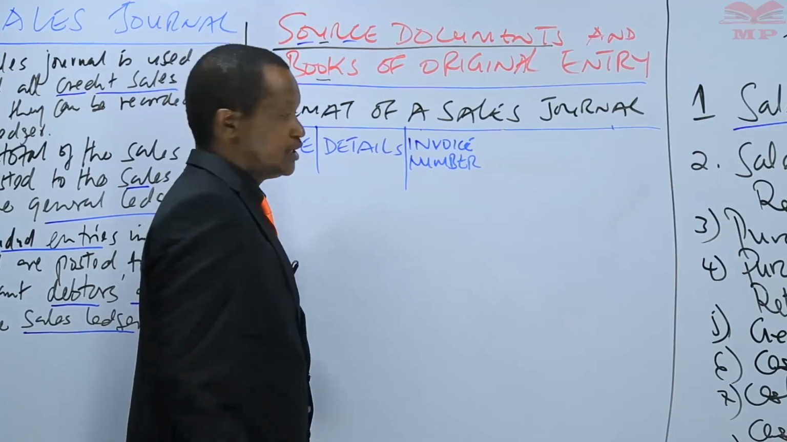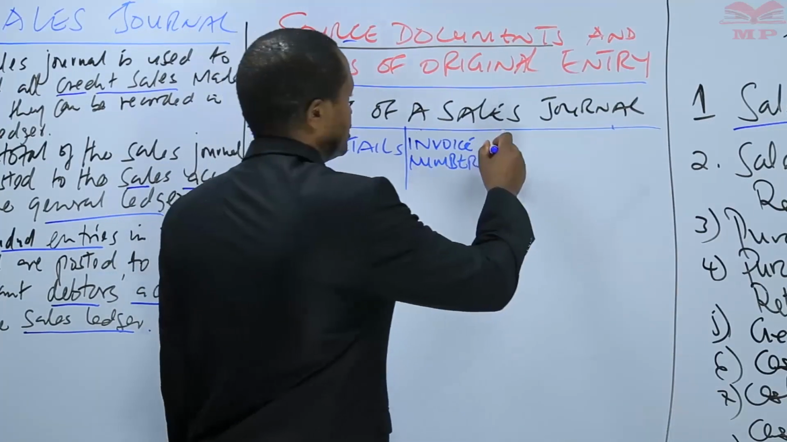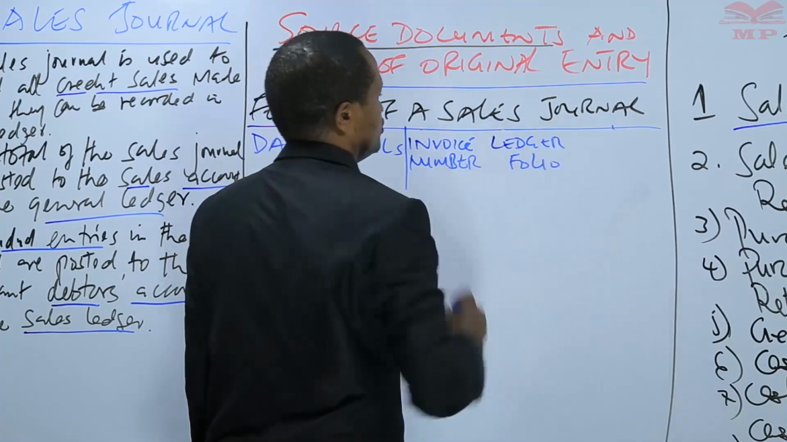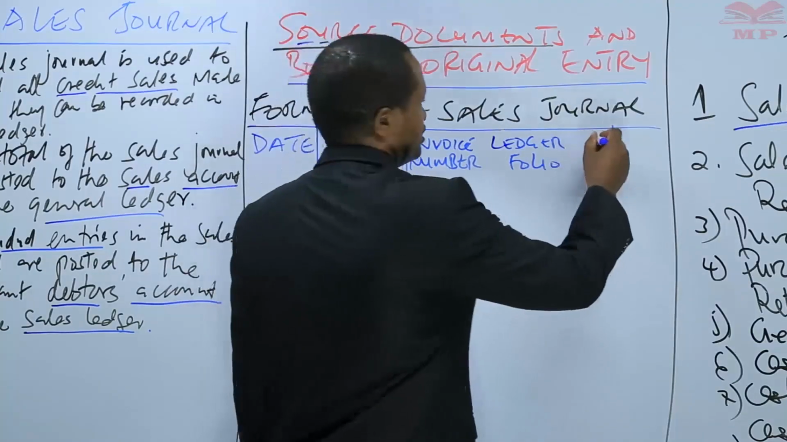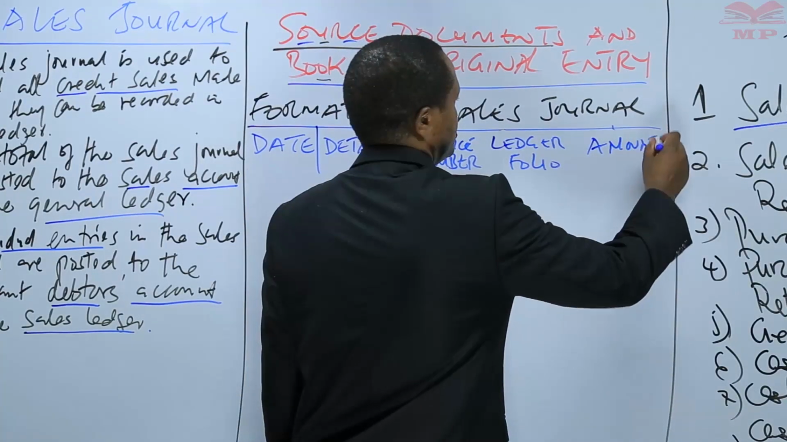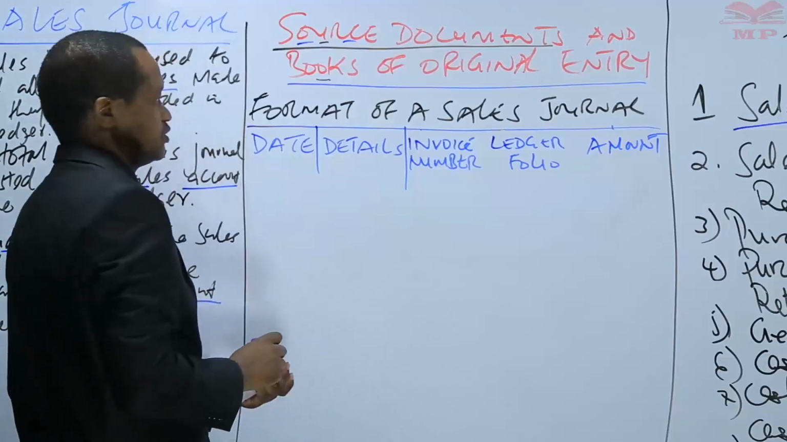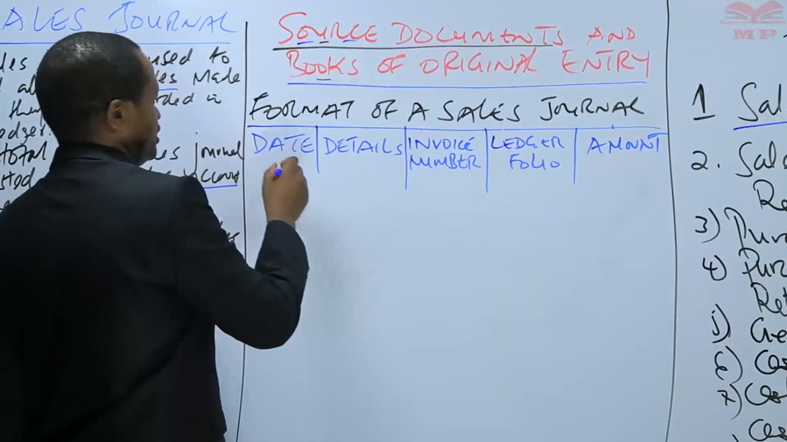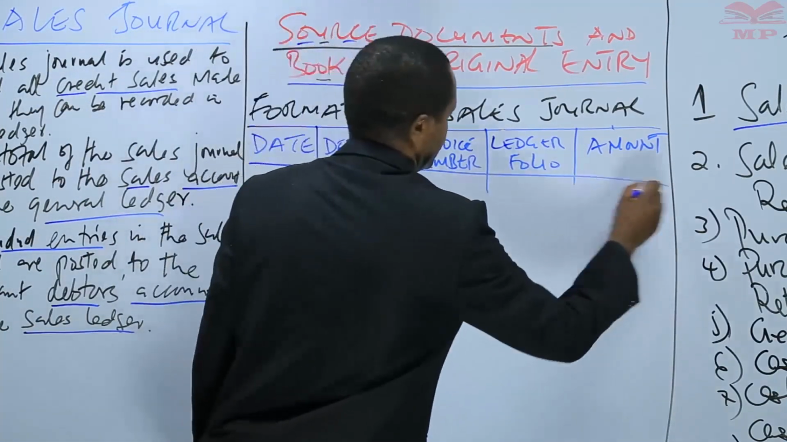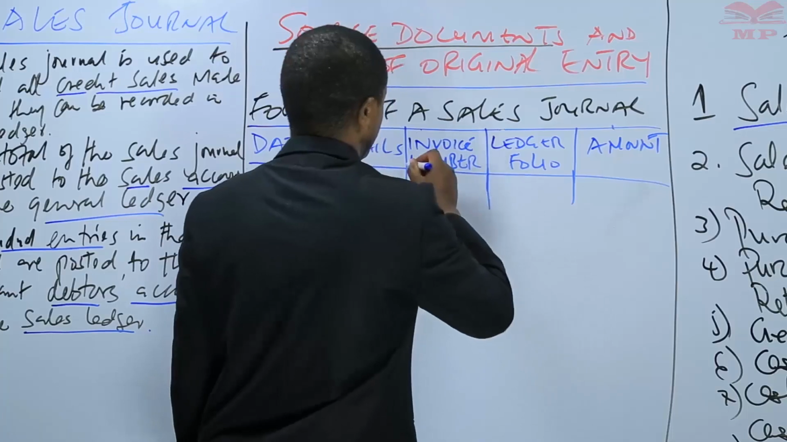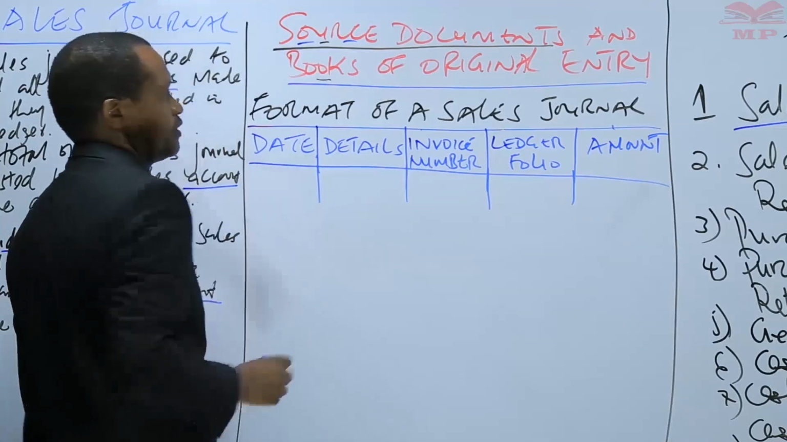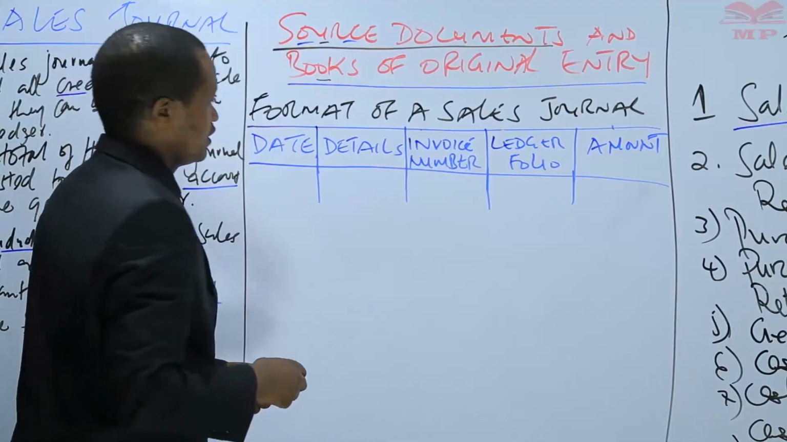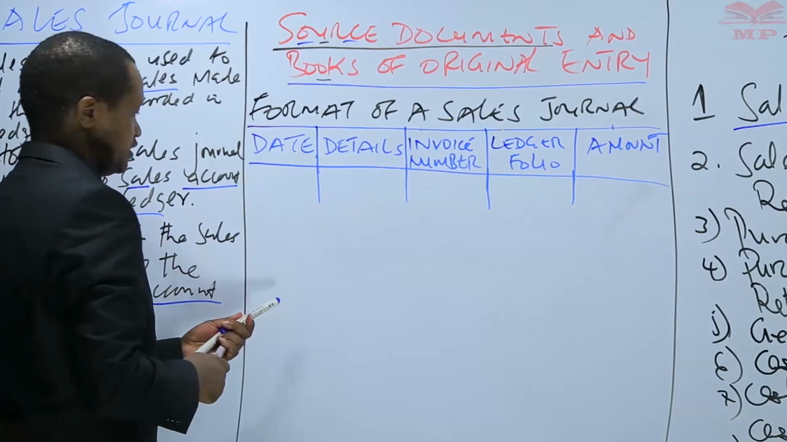The fourth column is the ledger folio. Then the last, the amount. So these are the columns that you will find in a sales journal. 1, 2, 3, 4, 5 columns. So we have the date column.